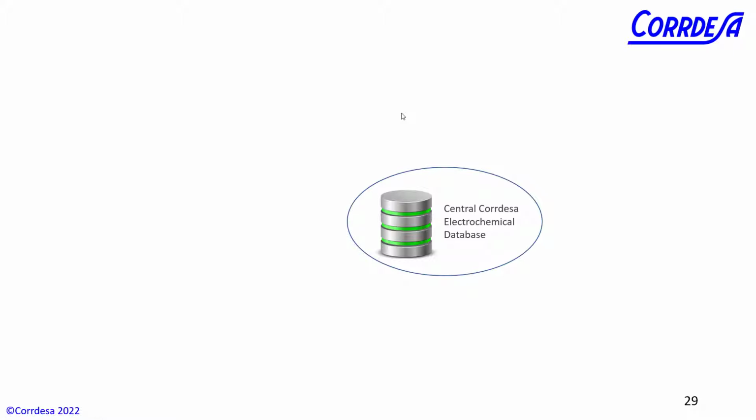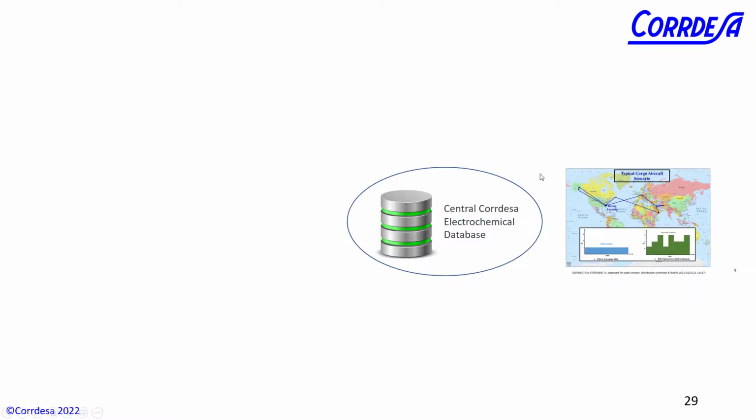So, putting all this together, what we have is our corrosion toolbox. Now, we're developing this particular toolbox for the United States Air Force. So we have, as usual, our central Corrdesa electrochemical database. This feeds the 1D, 3D template or 3D corrosion simulation. We also have another database with our Air Force work, which tweaks these deterministic corrosion rates according to the superimposed environments during the mission of the various planes.